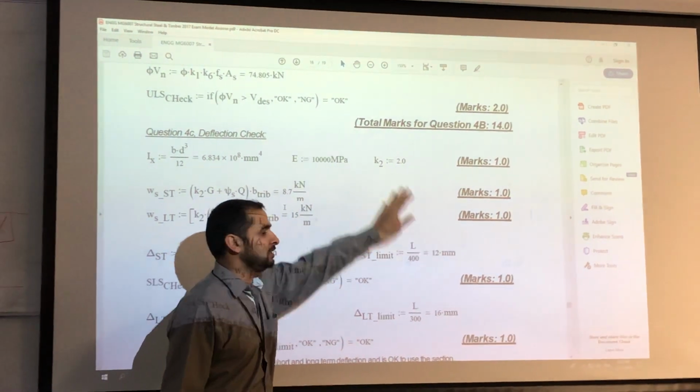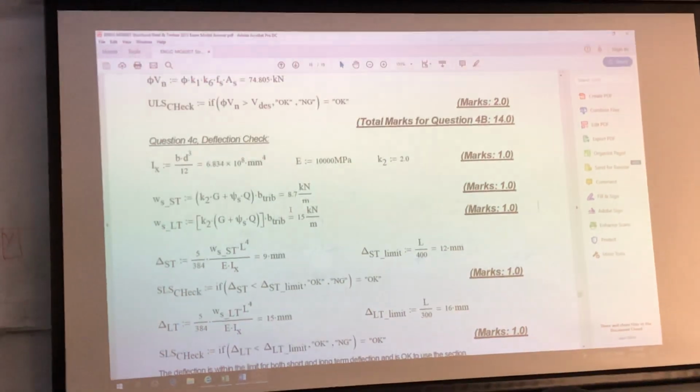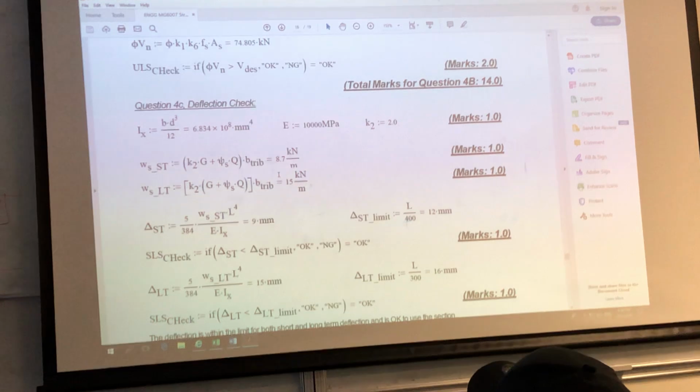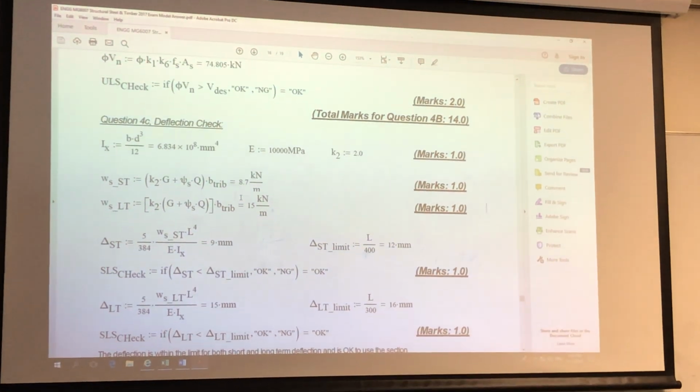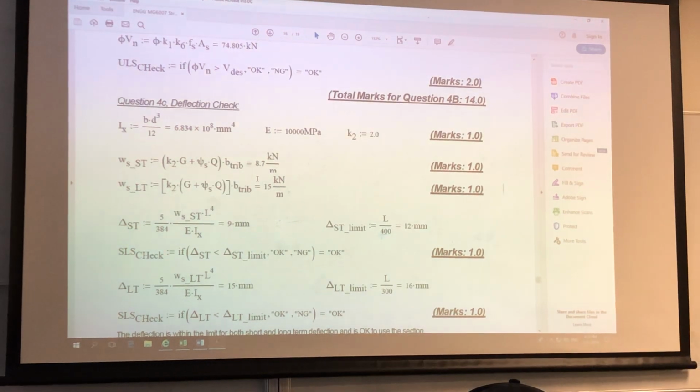Given to you in the table. K2, you should be taking this from the standard. And then you have to find out the short term, the long term. The formulas are given again, the load combinations are given to you, what to use.